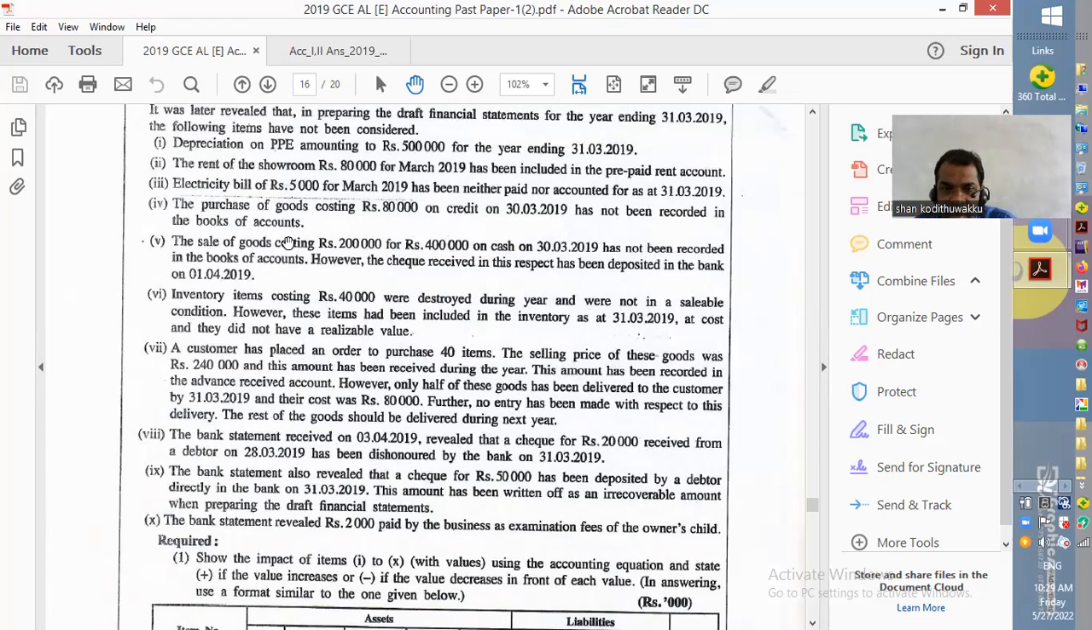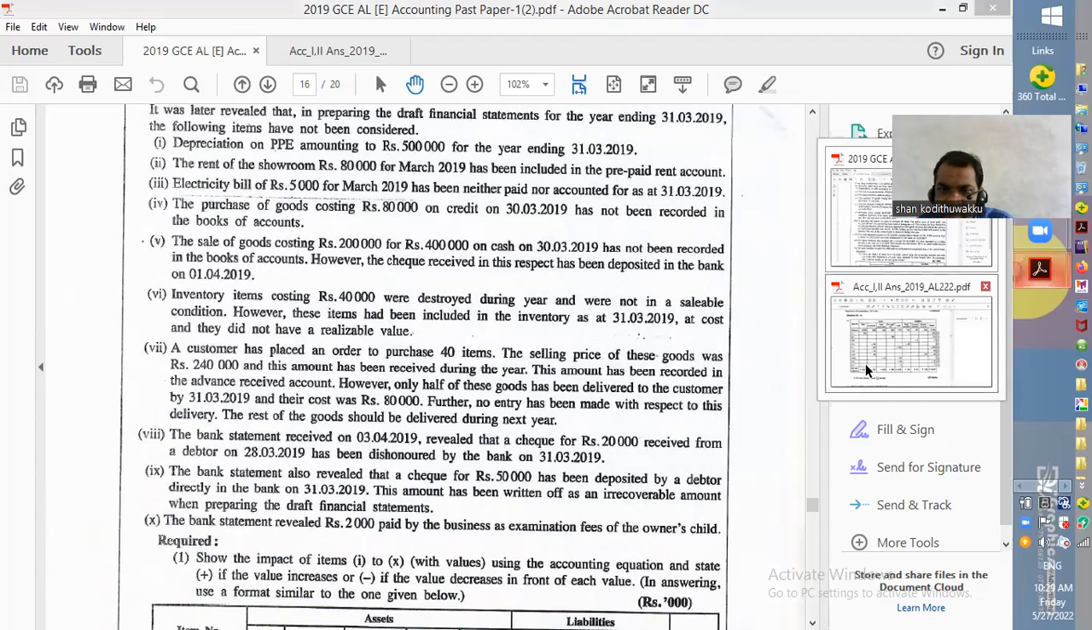The difference between cost 200 and sales 400 is 200,000 rupees, so you have earned a profit of 200,000 rupees. Therefore, profit goes to equity. Under equity, you can put plus 200,000. We can just look at the answer.